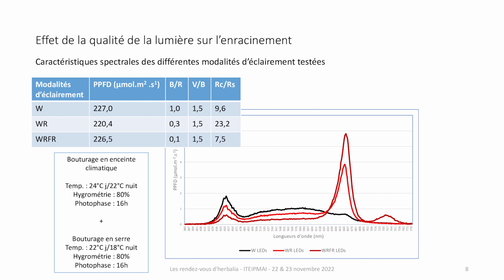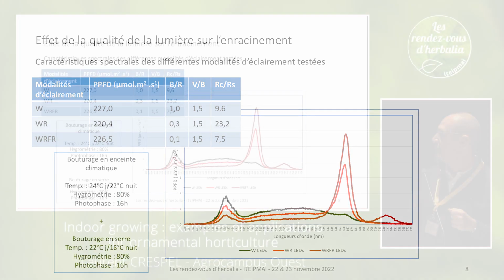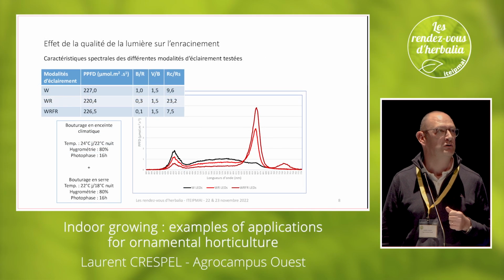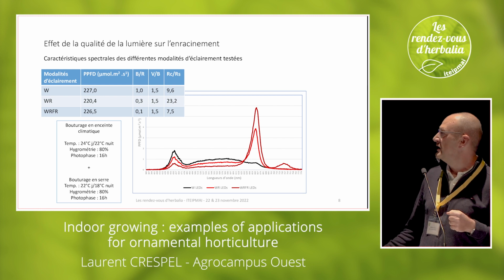Here you see the wavelength horizontally and vertically the intensity of the wavelength. So in black we tested white LEDs only, with a peak in blue here. Then blue and red, and then white and dark red over there.